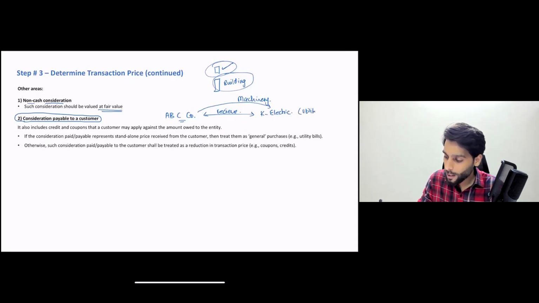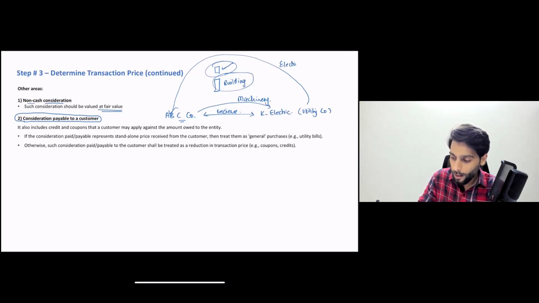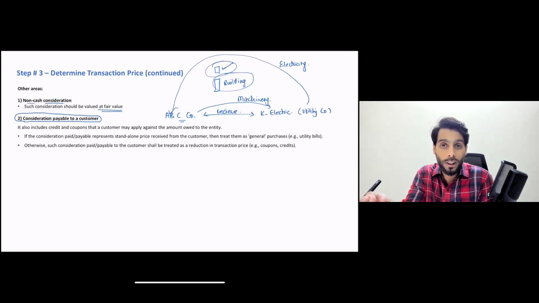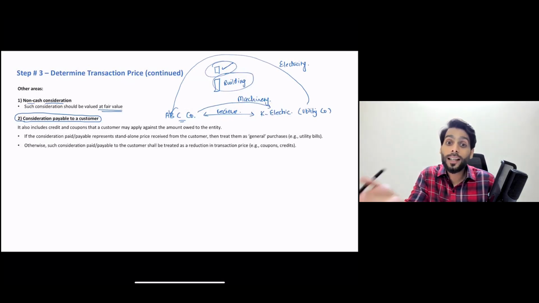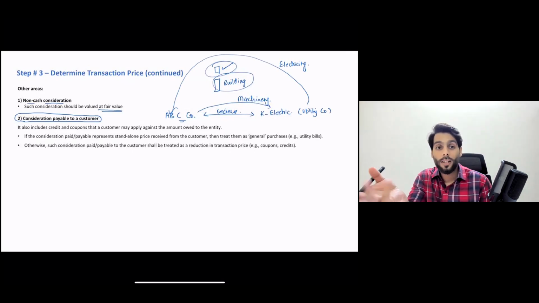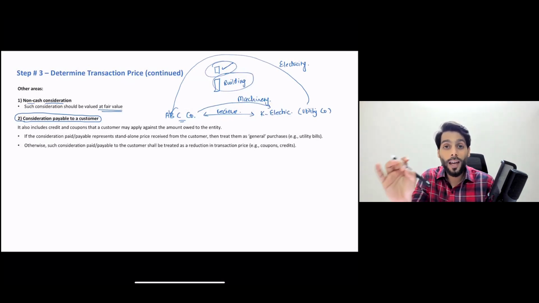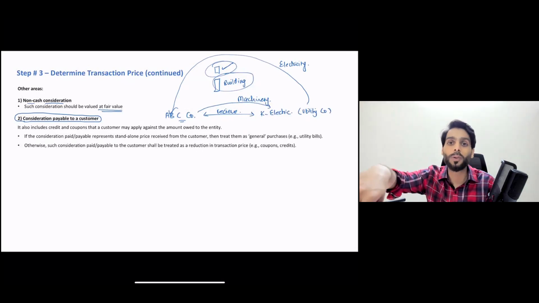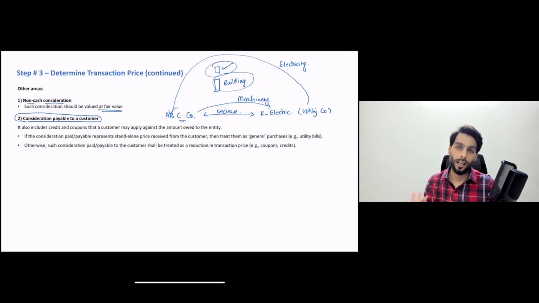So there is a good possibility that we are also buying electricity from K Electric. So while we are the suppliers of K Electric, we have to deliver them a machinery, we can also be customers of K Electric as well. So there can be a scenario where consideration is actually payable to a customer. So, sir, how to account for these transactions?